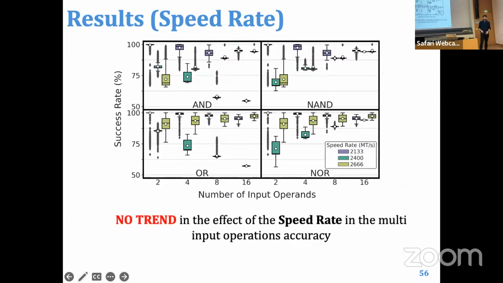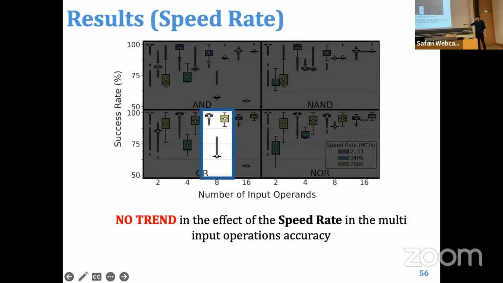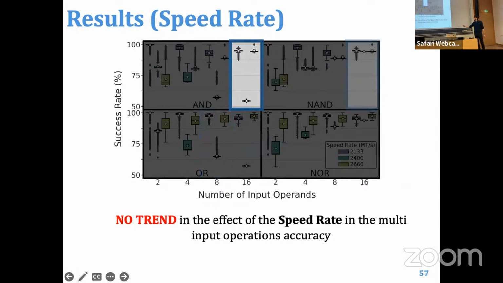And finally, the speed rate again is chaotic. There's no trend. We can see here a smaller difference between the medium and the low and high speed rates. We see a bigger one here. And for some reason, in the NAND gate, there's no difference. The speed rate doesn't play any role and the success rate is up.